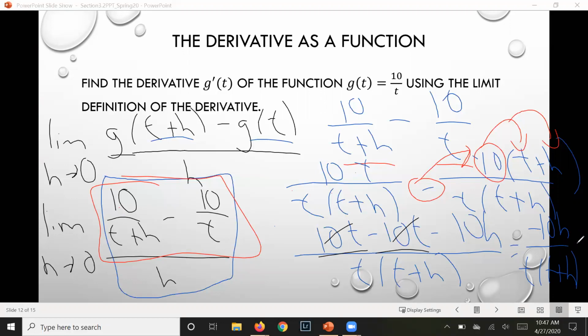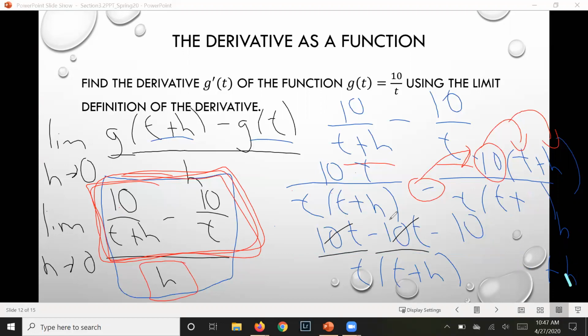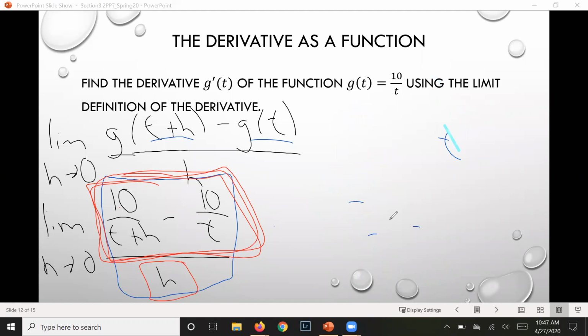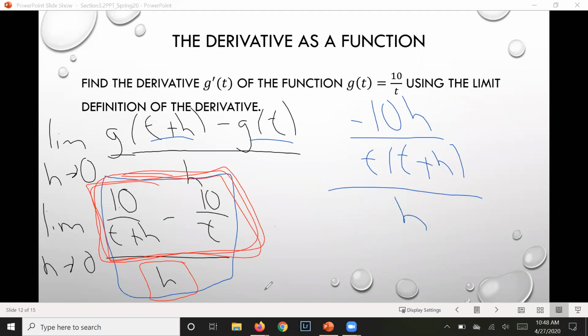Okay, so that's what the numerator over here became, and by over here I mean in our limit, but there's still that h in the denominator. So what this is going to look like now is we're going to have on the top negative 10h over t times t plus h. And we have the h in the denominator.